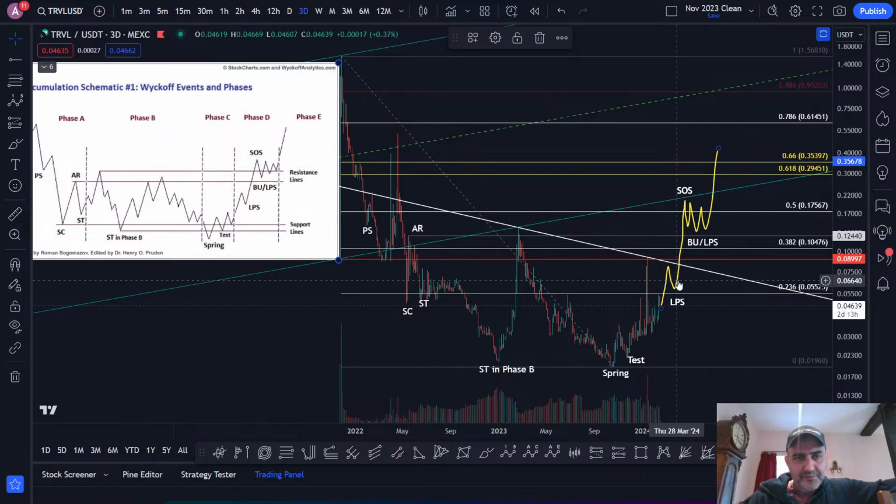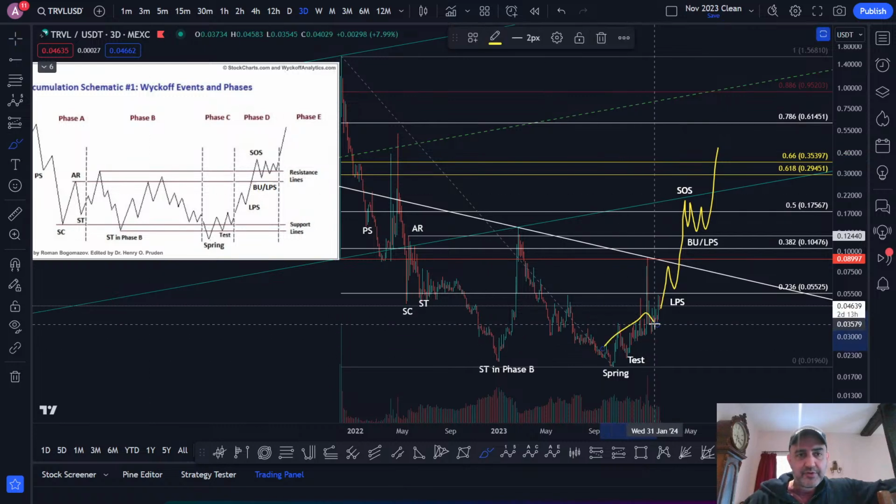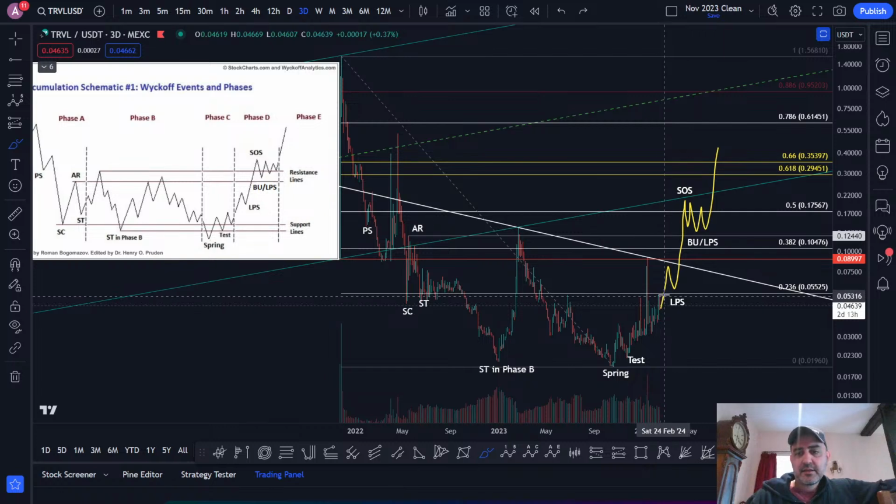If we have to flip this LPS into support, this is where we're at now, potentially. And we've had our test, we've had our spring. This is really good. If all of this is correct, then we're in a really, really strong place, potentially, because all we have to do now is flip that level into support. And then the next move is the buy up, and that's the one that's going to take us into the sign of strength, pushing into the lower part of this channel that I have, hopefully.